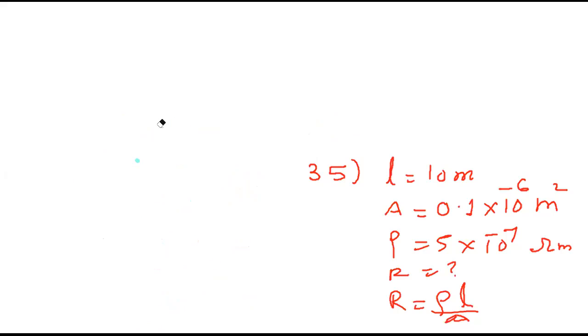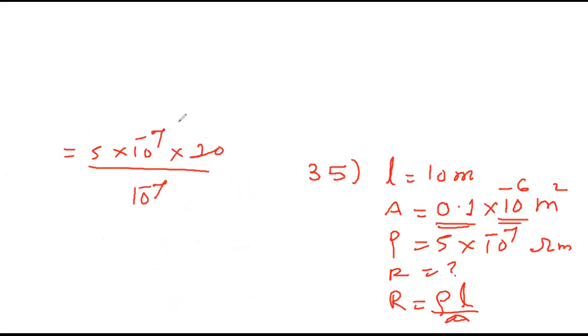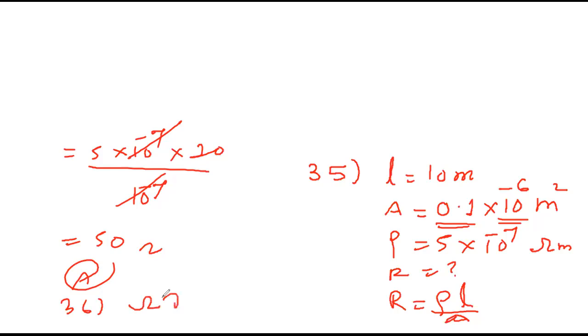Option A. Rho is 5 into 10 raised to minus 7 into 10. Area is 0.1 into 10 raised to minus 6, that is also 10 raised to minus 7. So option A, 50 ohms. The unit of specific resistance is so simple. What is unit of specific resistance? Ohm meter.